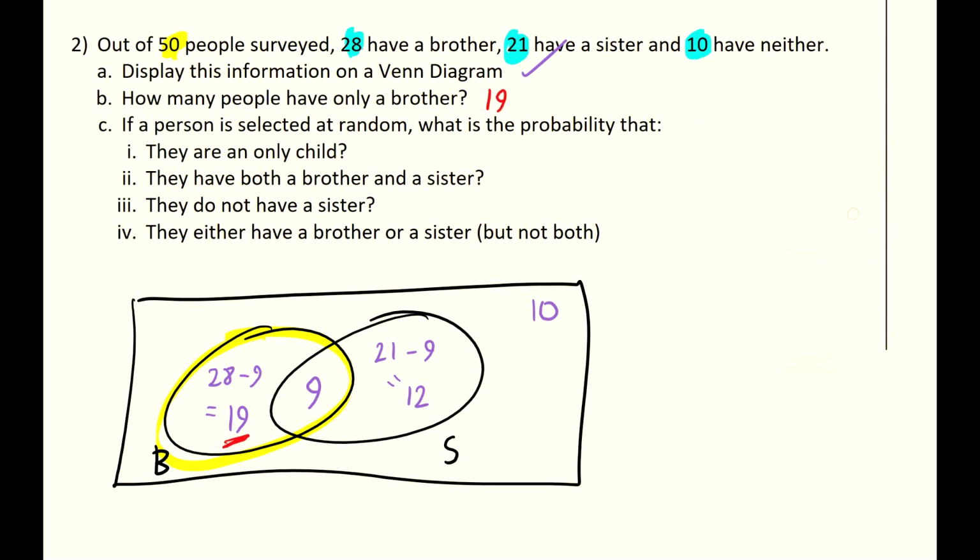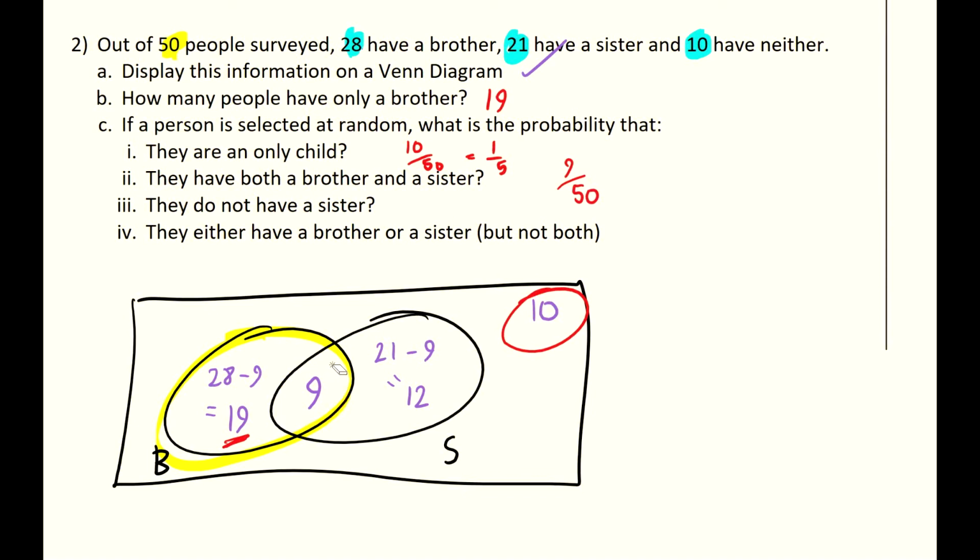And then for part C, we want some probabilities. Let me just delete this quickly. Okay, what's the probability that they are an only child? If they're an only child, that means they don't have any brothers or sisters, so it is these 10 people here. 10 out of 50, or 1 out of 5. So they have both a brother and a sister. That means they're in the overlap, so that'll be 9 out of 50.